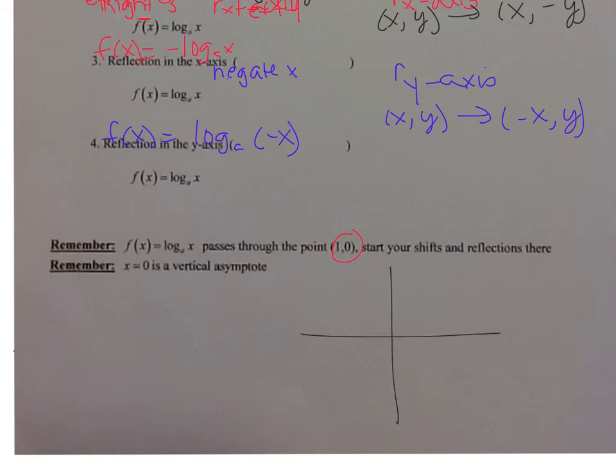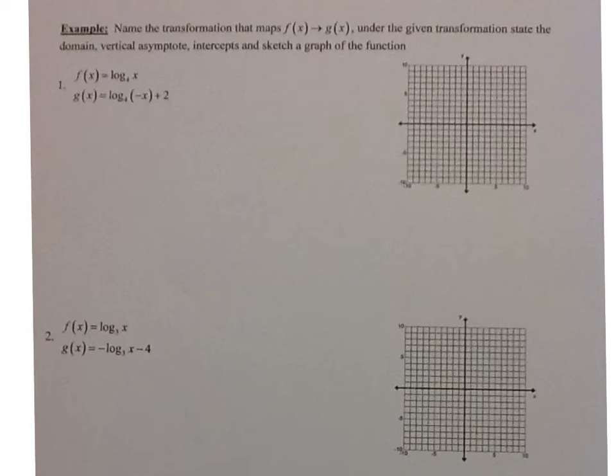What it looks like, quick. All right, so this is log, goes through 1, 0. Okay, and remember this would be your asymptote, your y-axis would be your asymptote. Okay, so that's x is equal to 0. All right, so flip it over.